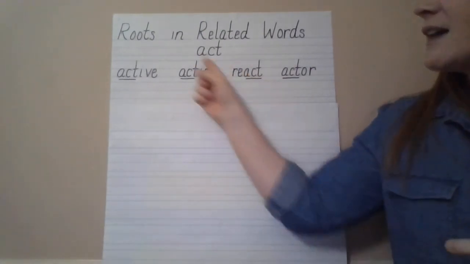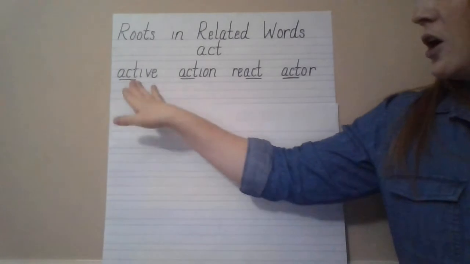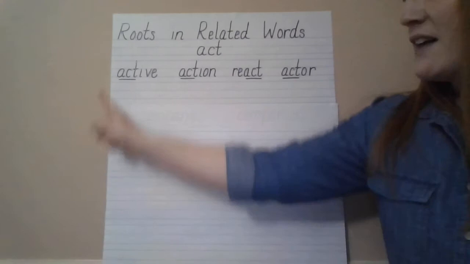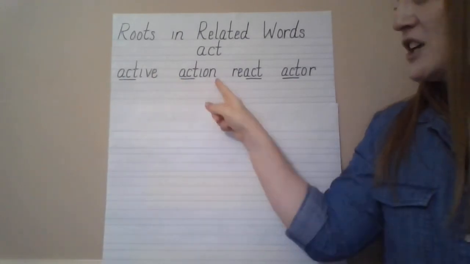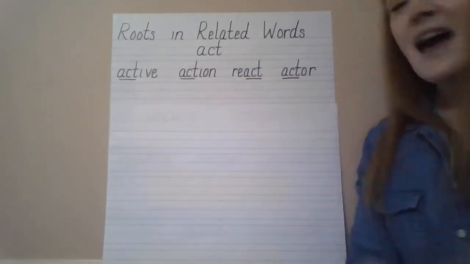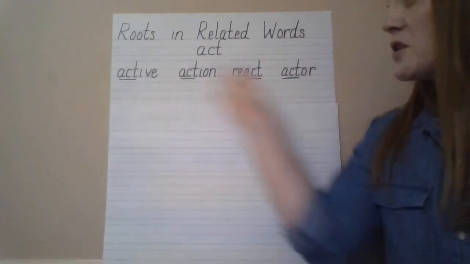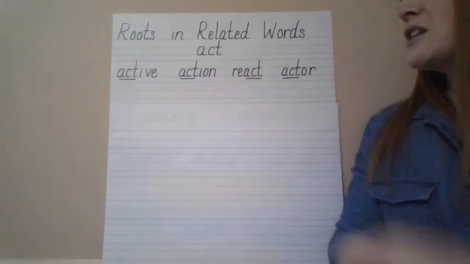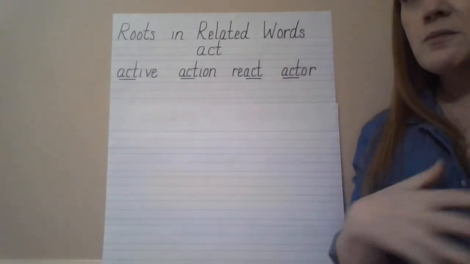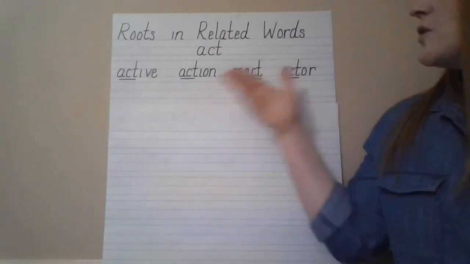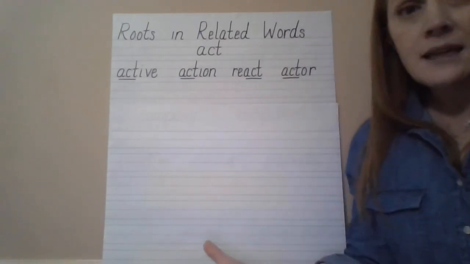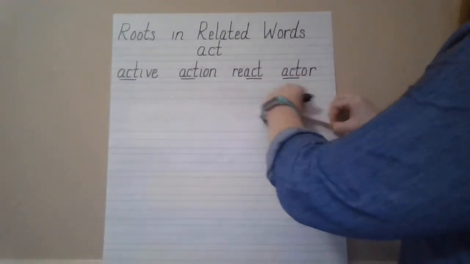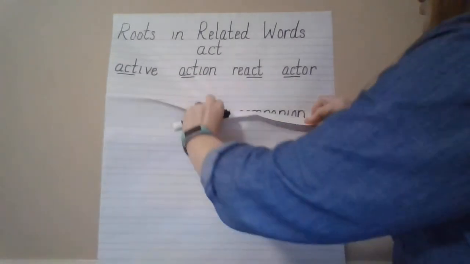So if you look, I have the root word act. But look at all these different words that have that root word in it. So we have active, action, react, and actor. All of these words have the same root in common. And when you act, it's that you're putting something into motion or making a movement, or, like an actor, they're participating in a play. Okay, so that's an example. I'm going to slide this down. I want you to look at these two words.